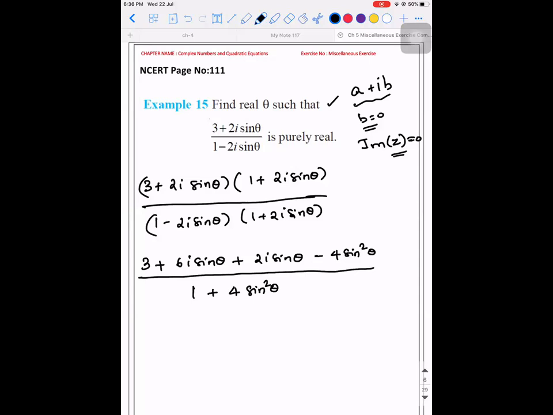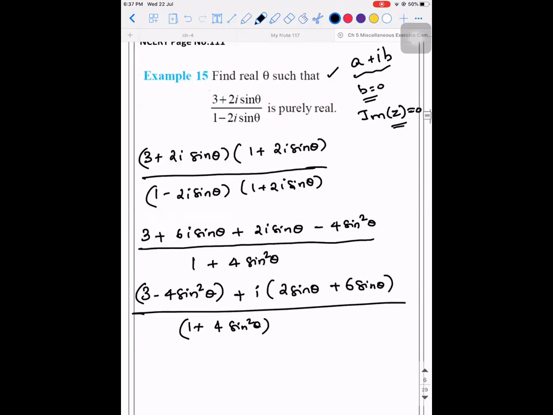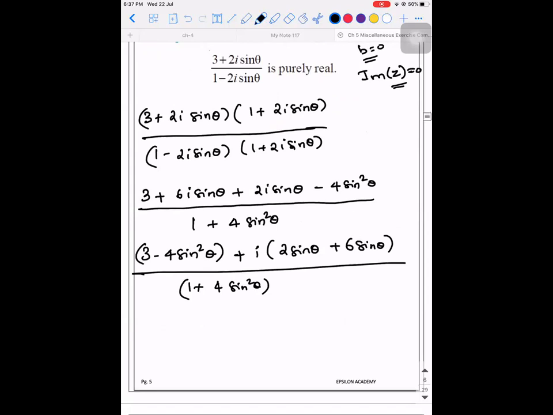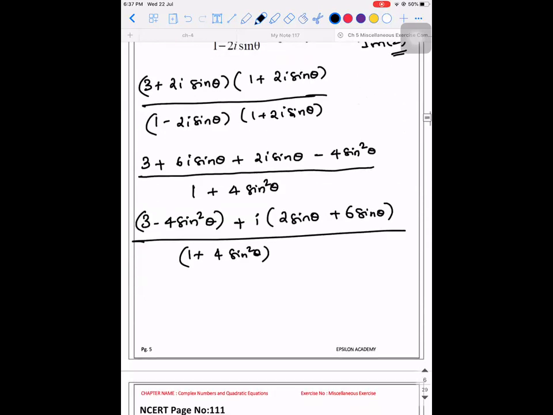Is this clear? So, if you write the complex number, it will be 3 minus 4 sine square theta plus 2i sine theta, or I will write it like this for you to understand: 3 minus 4 sine square theta plus i into (2 sine theta plus 6 sine theta), the whole divided by 1 plus 4 sine square theta. Any doubt in this? No, sir. Okay, so let me check if everything is right. 3 plus 6i sine theta plus 2i sine theta minus 4 sine square theta, right? Numerator is right. So what is the imaginary part of this? Imaginary part of z is equal to (2 sine theta plus 6 sine theta), the whole divided by 1 plus 4 sine square theta.